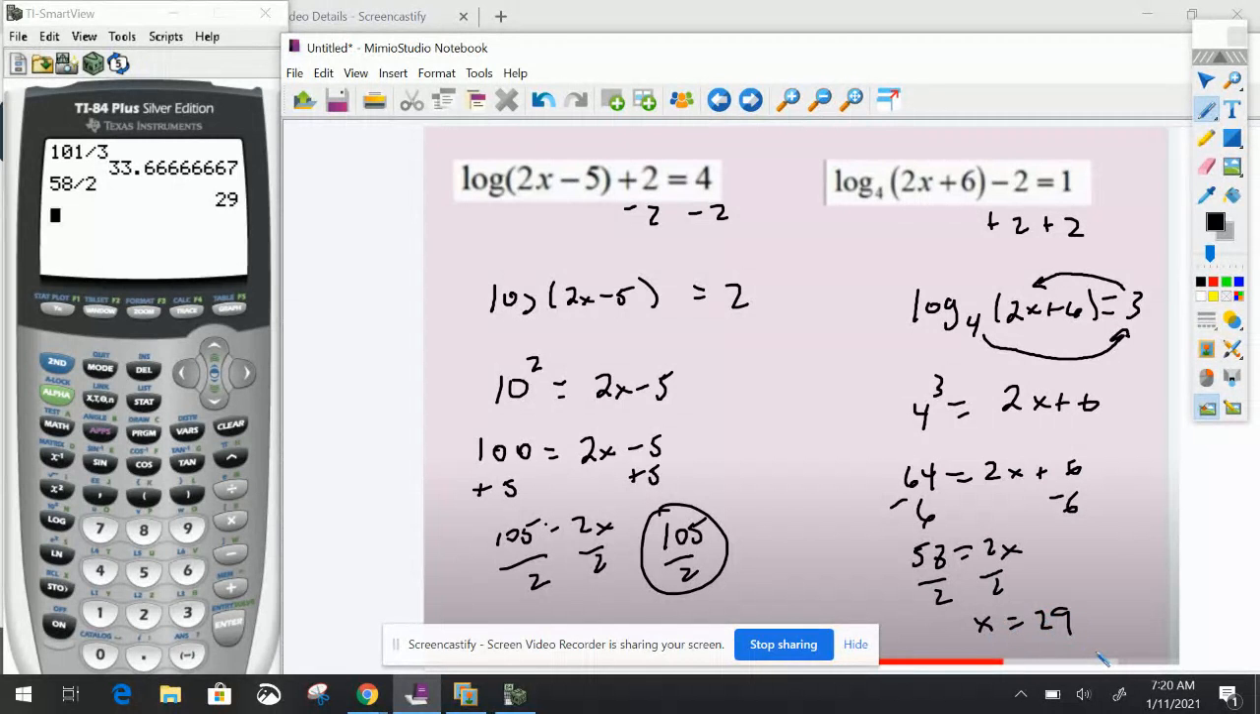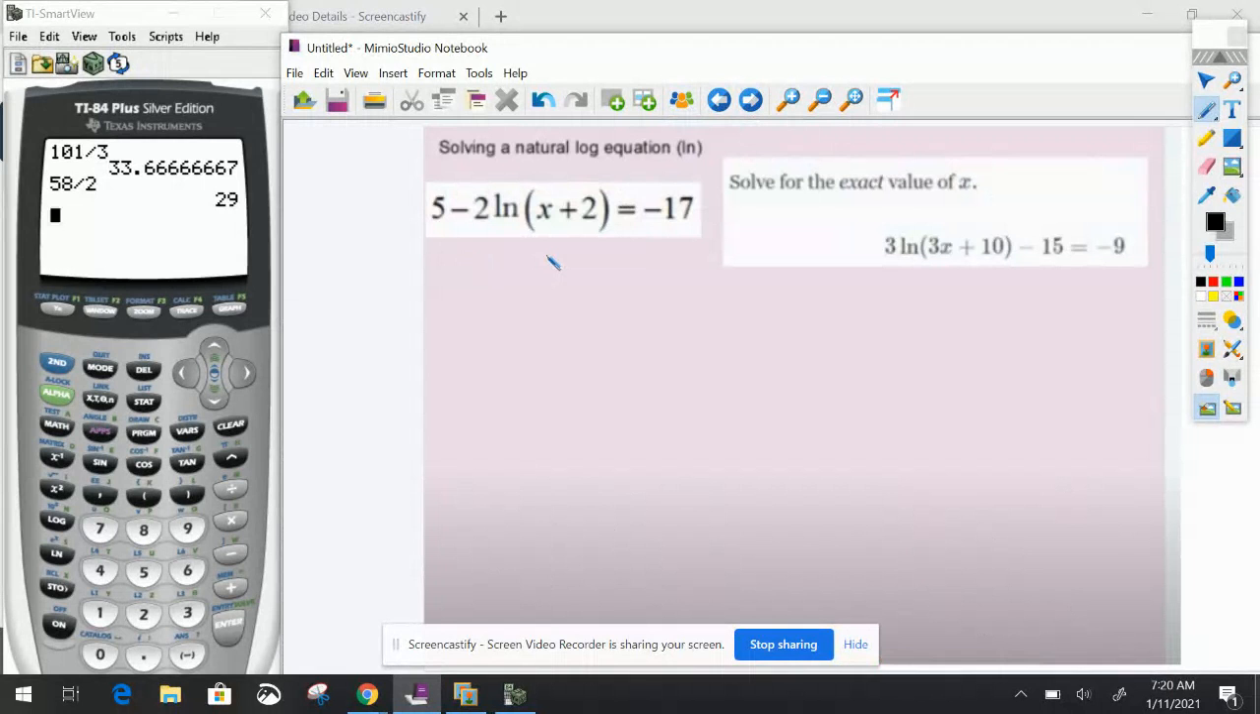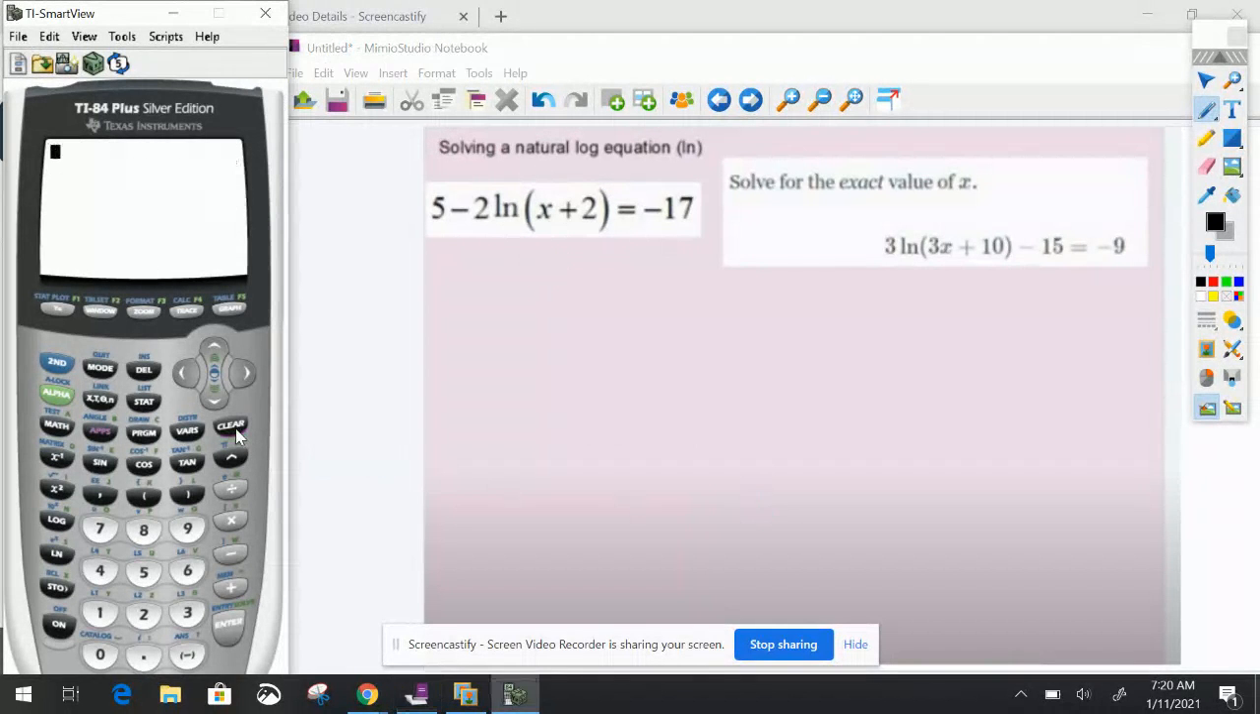So again, get whatever's not included in the parentheses next to the logarithm onto the other side, and then we solve from there. So I haven't talked about this, but solving natural logarithms is the same thing. We're just going to use our calculator a little bit more. So we have to get the logarithm by itself. So what is the logarithm here? It's natural log of x plus 2. What does the natural log mean? It means it has a base e.